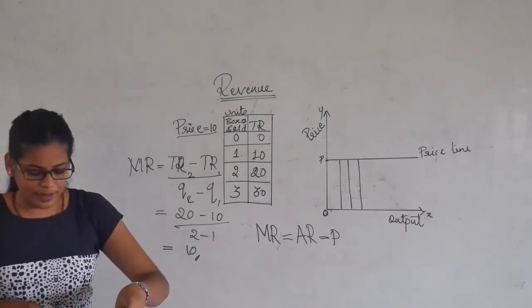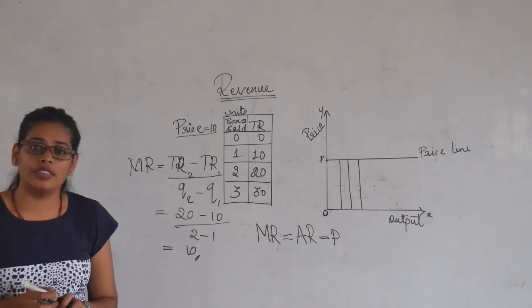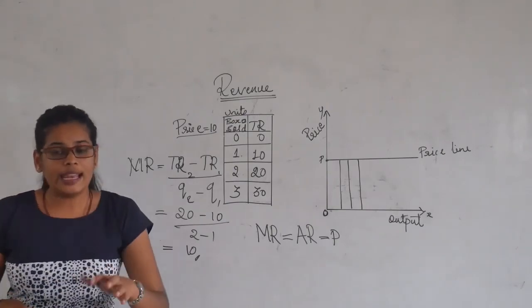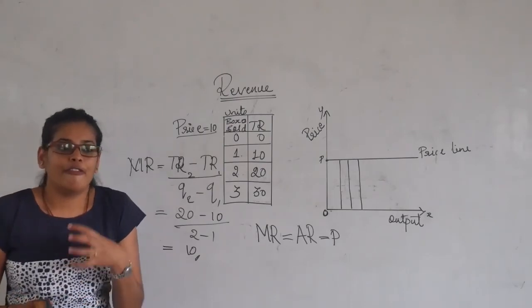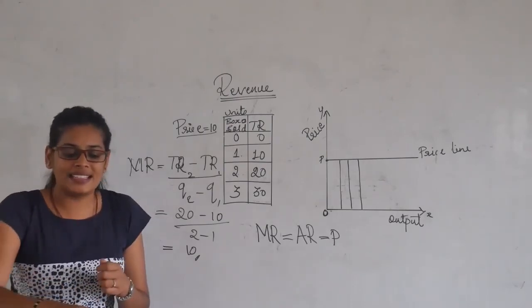So in the next class we will talk more about profit maximization, wherein it has three different conditions, and how the firm is going to maximize its profit.